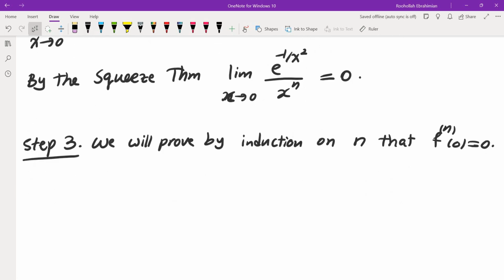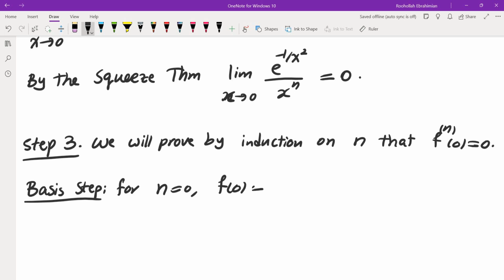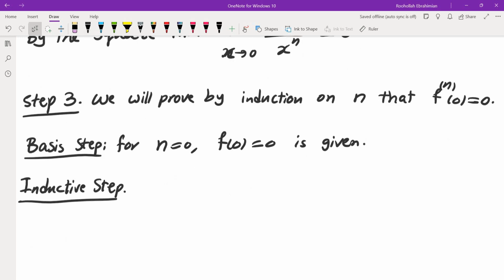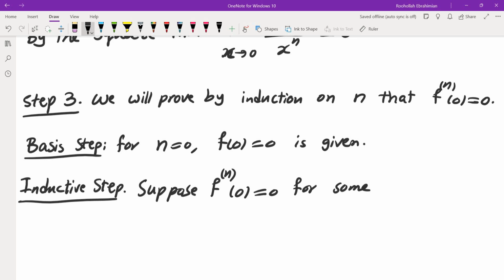Okay, so first of all, for n equals 0, that's just f of 0 equals 0, which is given. So the basis step would be: for n equals 0, f of 0 equals 0 is given. Now we're going to use the inductive step. Suppose we know f^(n) of 0 is 0 for some n.